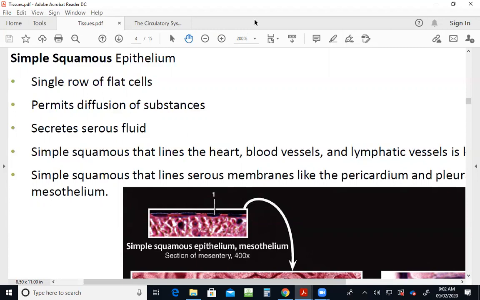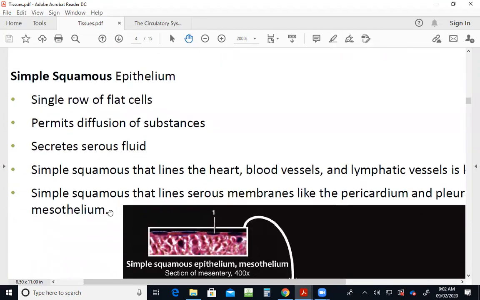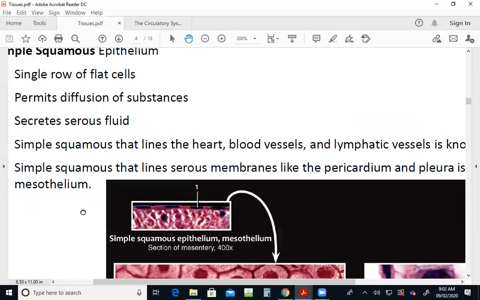So first, the bullet here is a single row of flat cells, which permits diffusion of substances. Because these cells are so squashed, so thin, it's easy for stuff to pass through them. That's what I mean when I say diffusion of substances. We find them in places like our lungs, where we need to bring oxygen directly from our lungs into the blood without much trouble. We find it inside our heart, our blood vessels, lymphatic vessels.